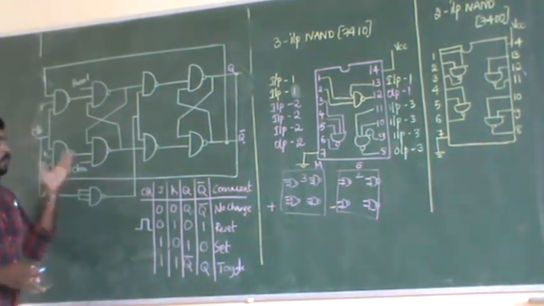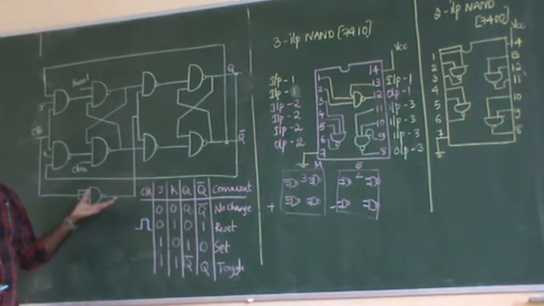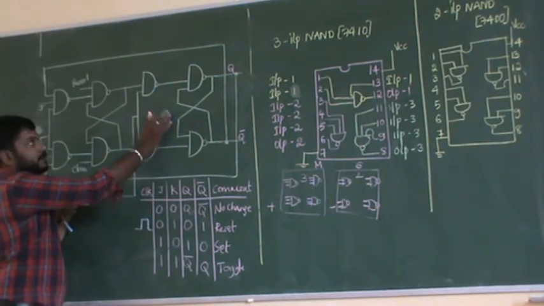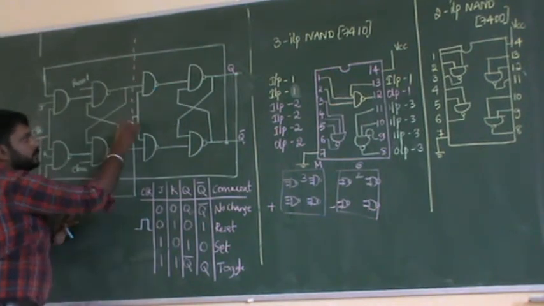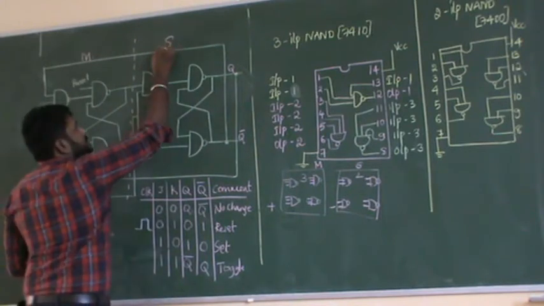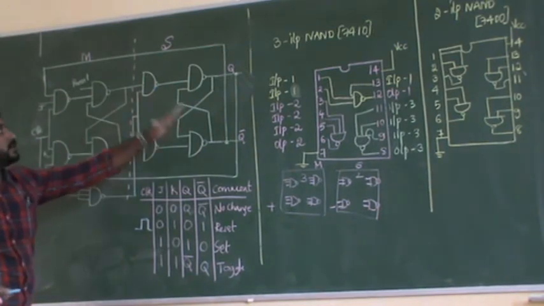If you want the whole circuit to get activated, then you have to give a clock pulse. Here for these 2 inputs I am giving the clock, and the same clock pulse is also going to the slave. I told you, put a dotted line here. This is master and this is slave. The first 4 NAND gates are master and the next 4 are slave.